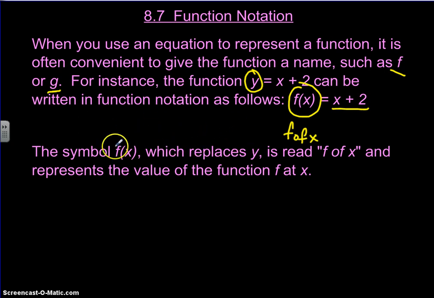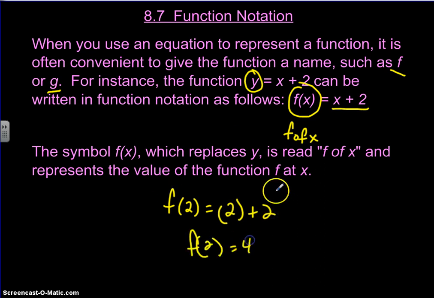Okay. The symbol f of x, which replaces y, is read f of x, and I went over that, and represents the value of the function at x. So what that means is if I'm looking at f of 2, this is the value of the function at x equals 2. Notice the x is in parentheses, so the 2 is in parentheses also. We're just going to substitute. x and 2 are equal. So in the function here, x plus 2, I'm going to substitute 2 for x. And then f of 2 equals 4. Okay? So basically what we're doing here is just substituting.